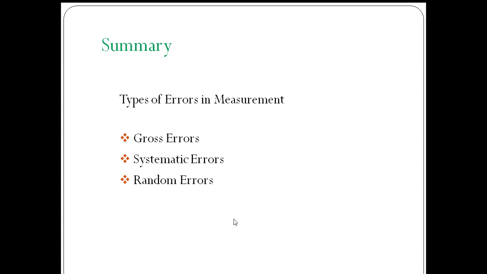and these errors are classified into gross error, systematic error, and random error. These systematic errors are further classified into instrumental error, environmental error, and the error due to loading effect. So this classification, how these errors occur, and what the remedies for these errors are, we have discussed in today's video lesson.